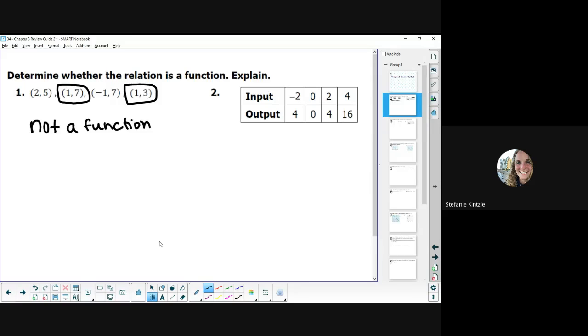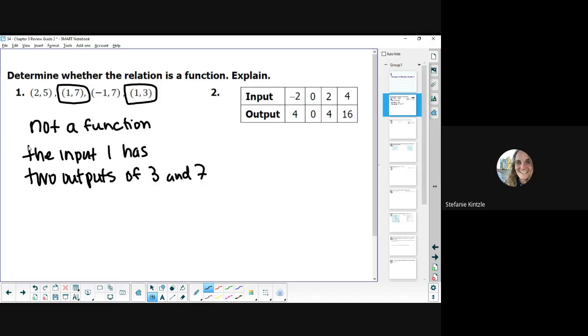All right, it's not a function because the input has 2 outputs. Now, I want you guys to list those outputs of 3 and 7. If you can't list them, then maybe it is a function. That's why I want you guys to be able to list them, to make sure that that input actually does have 2 outputs. Okay?